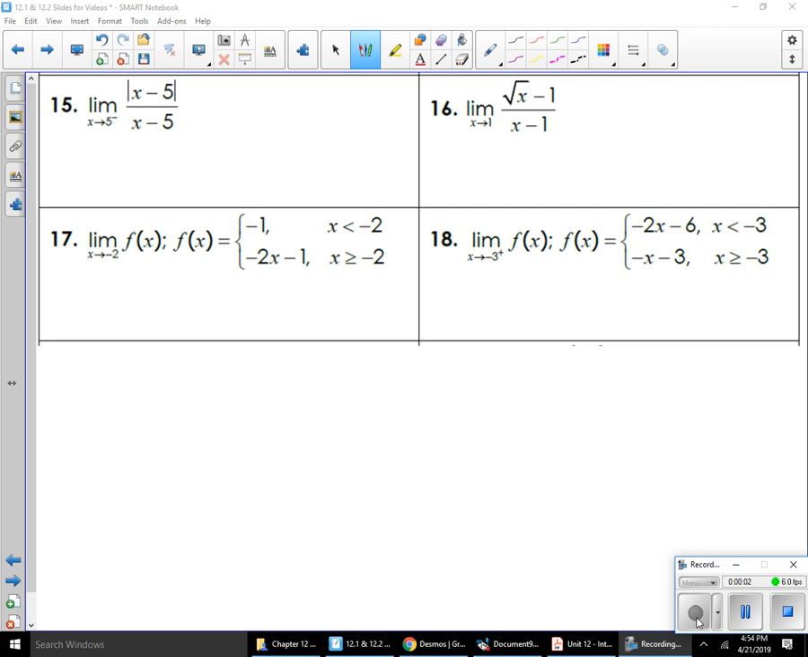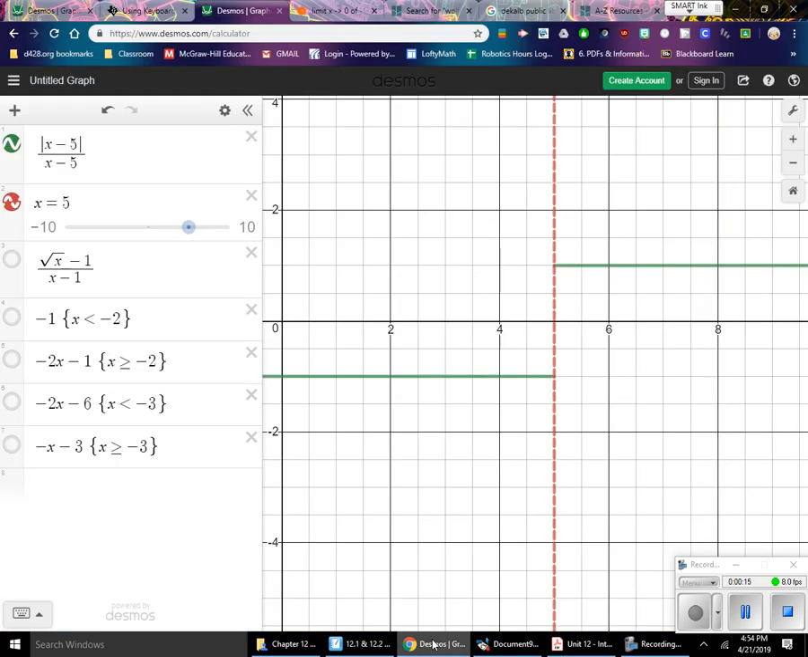All right, for this next set of four, we're going to check these out on DESMOS. Starting off right here with number 15. So we want the limit of this function as x approaches 5 from the left. So I already have these graphed for us. Again, we're talking about from the left. So we're looking at this green function.